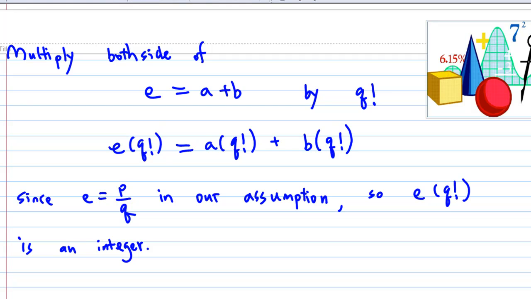Then we multiply both sides of e equals a plus b by q factorial, so that e times q factorial is equal to a times q factorial plus b times q factorial. Since e equals p over q in our assumption, e times q factorial is an integer, since q factorial over q is an integer.